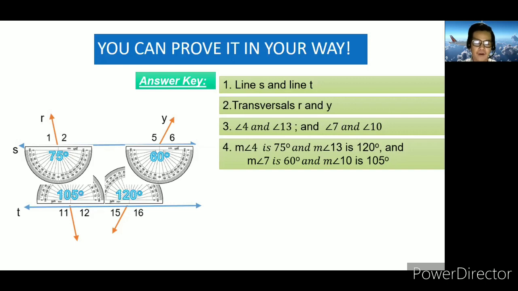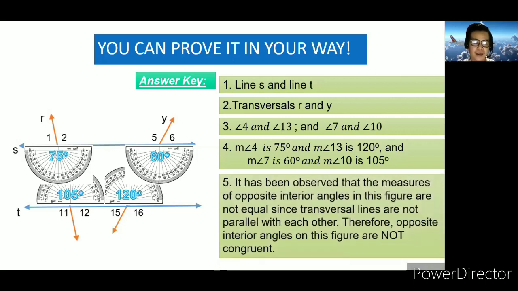Always note that the sum of angle measurements along the sides of the transversal are supplementary. Let us check angle 4, angle 10, and angle 7 to angle 13 are sides of the transversal. The sum of its measures must be supplementary or 180 degrees. In this case, angle 4 is 75 degrees plus angle 10 is 105 degrees, which has a sum of 180 degrees. Also, angle 7 measures 60 degrees plus angle 13, 120 degrees. That has a sum of 180 degrees. So basically, this is correct.